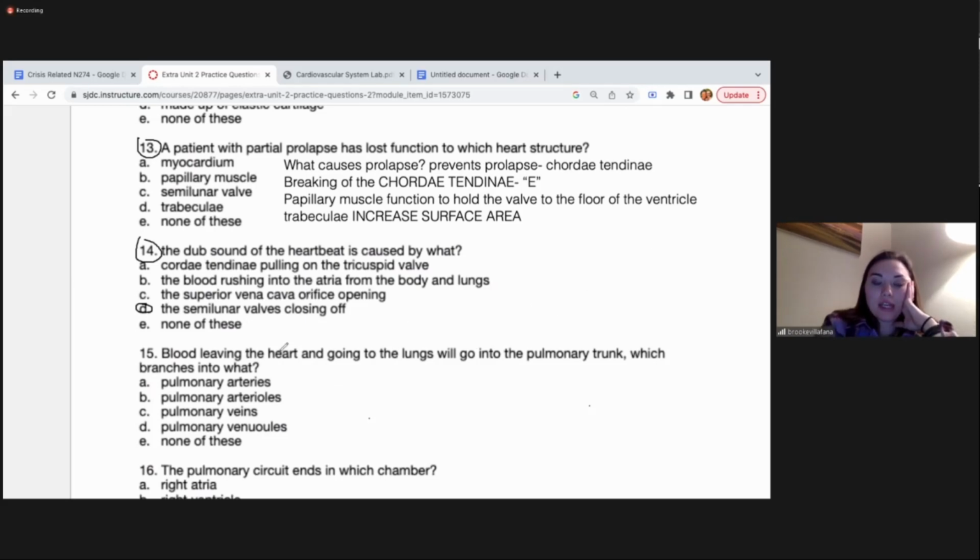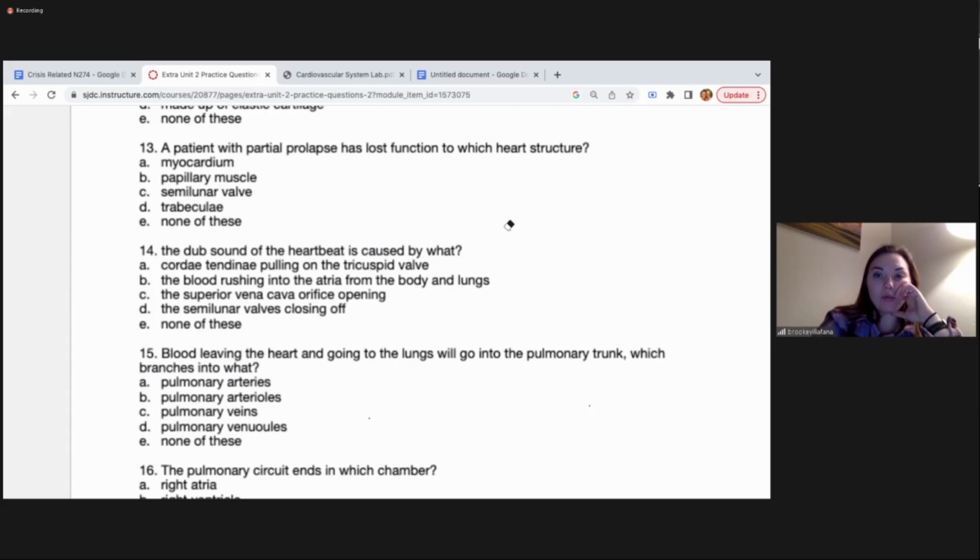All right, 15. Blood leaving the heart and going to the lungs will go into the pulmonary trunk, which branches into what? Good. Pulmonary arteries, right? So the blood is going into that pulmonary trunk, and then it's going to branch into the pulmonary arteries. Good job.